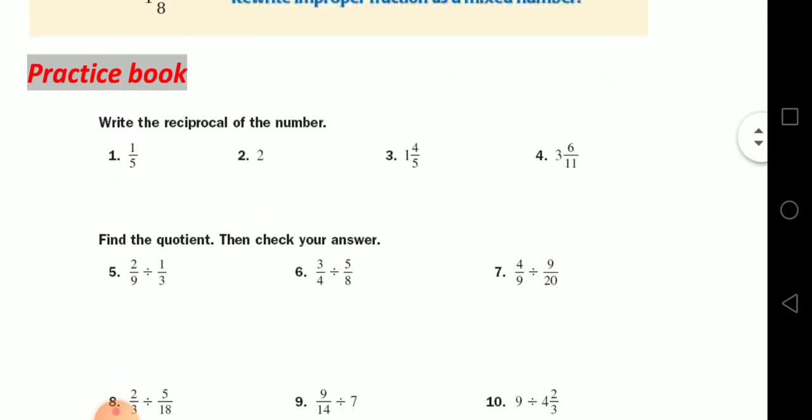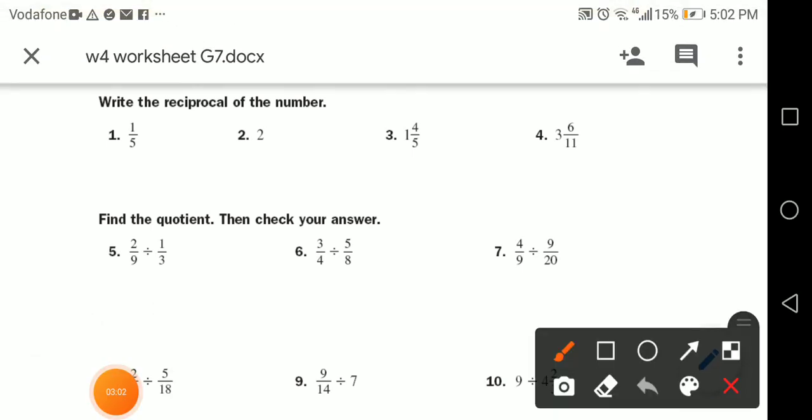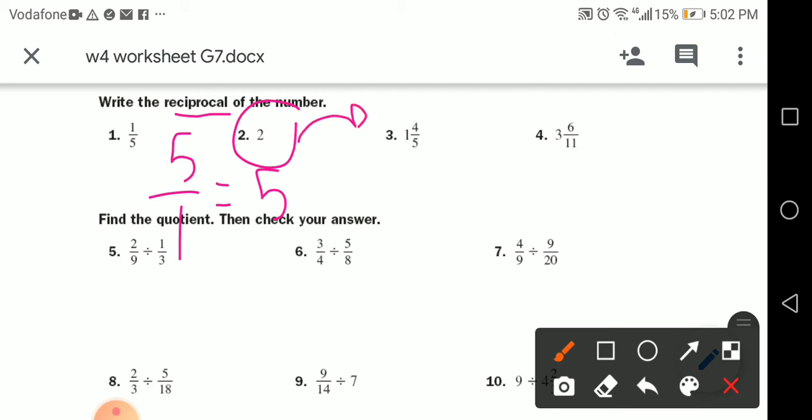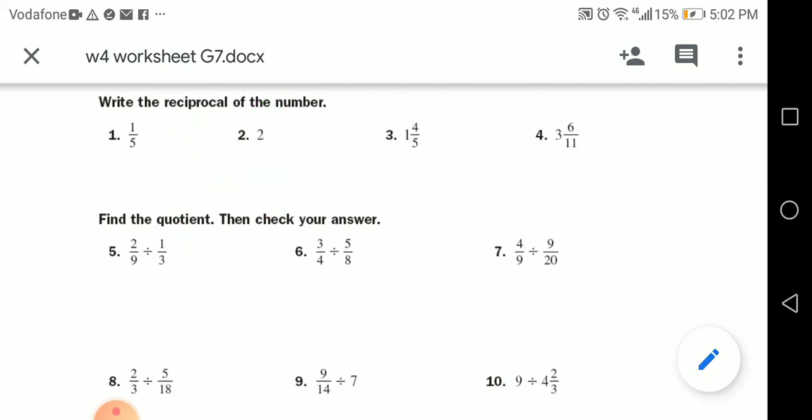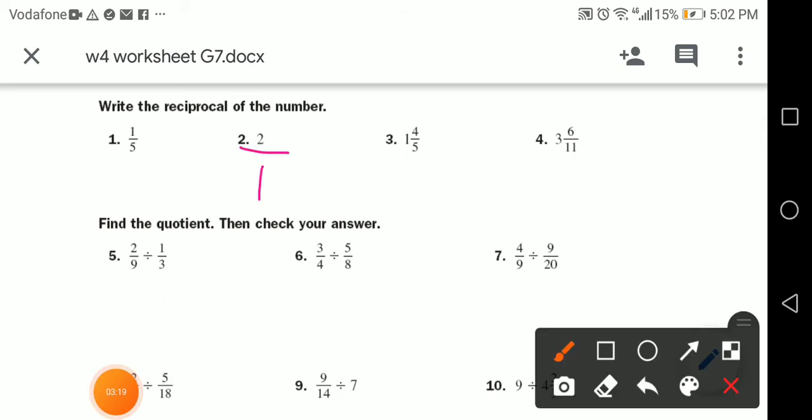Okay, let's have our practice book. This is from your practice book, guys. Write the reciprocal of the number 5. So the opposite will be 1 over 5. What about 2? The reciprocal of 2. 2 is 2 over 1, right? The reciprocal of it will be a half.